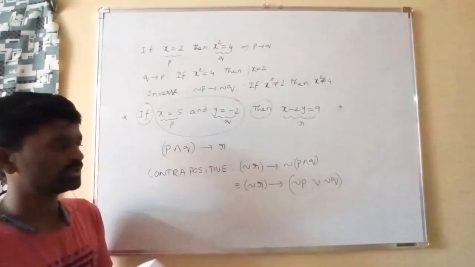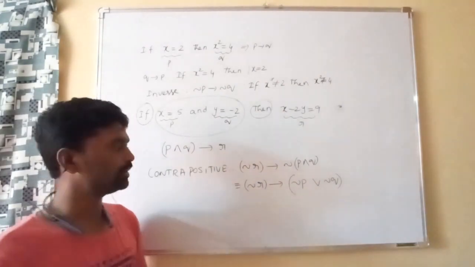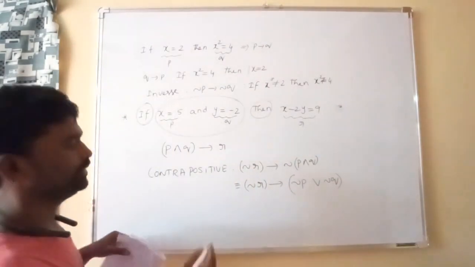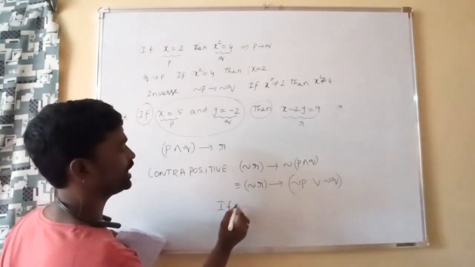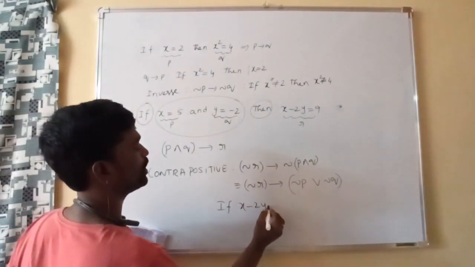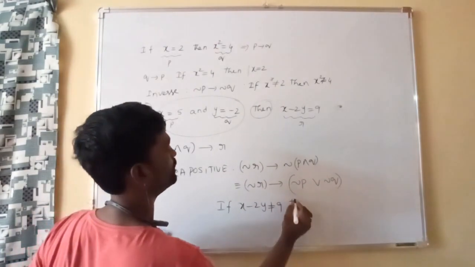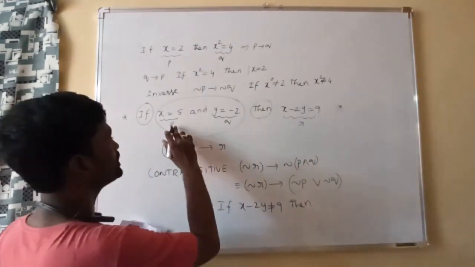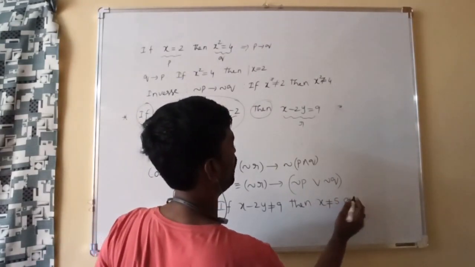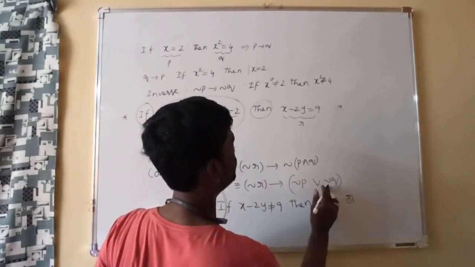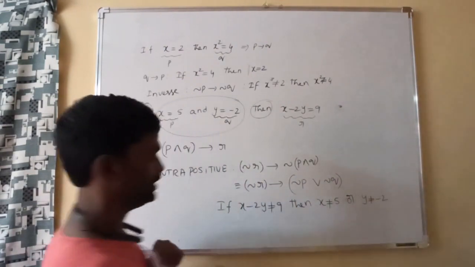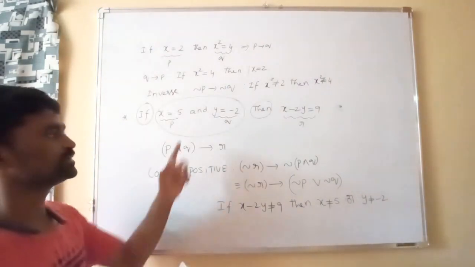Now how to read this statement? How to write its verbal form? If negation R, then negation P or negation Q. That means its verbal form becomes: if negation R, what is the negation R? X minus 2y not equal to 9. Then negation P. Negation P is x not equal to 5, and it becomes or. Negation Q is y not equal to minus 2. So this is the contrapositive of the given conditional.